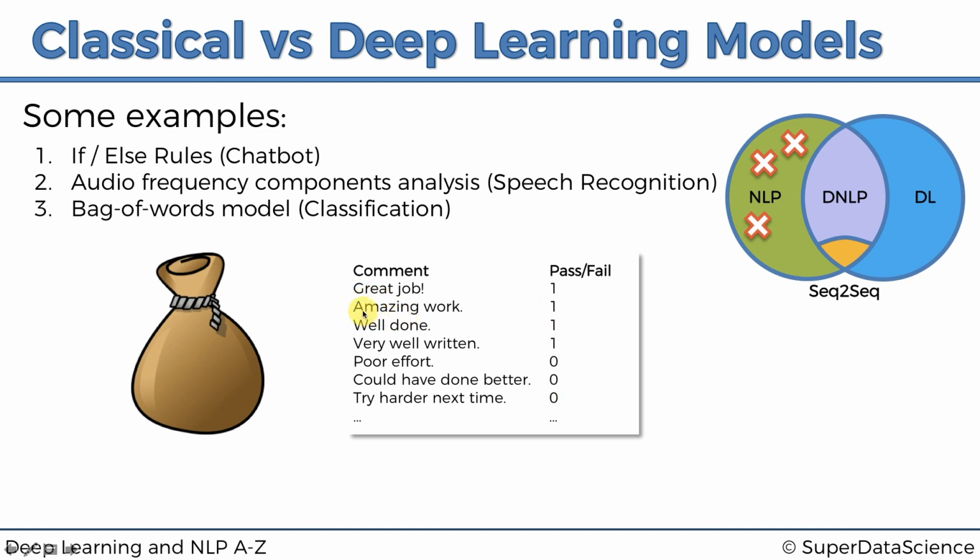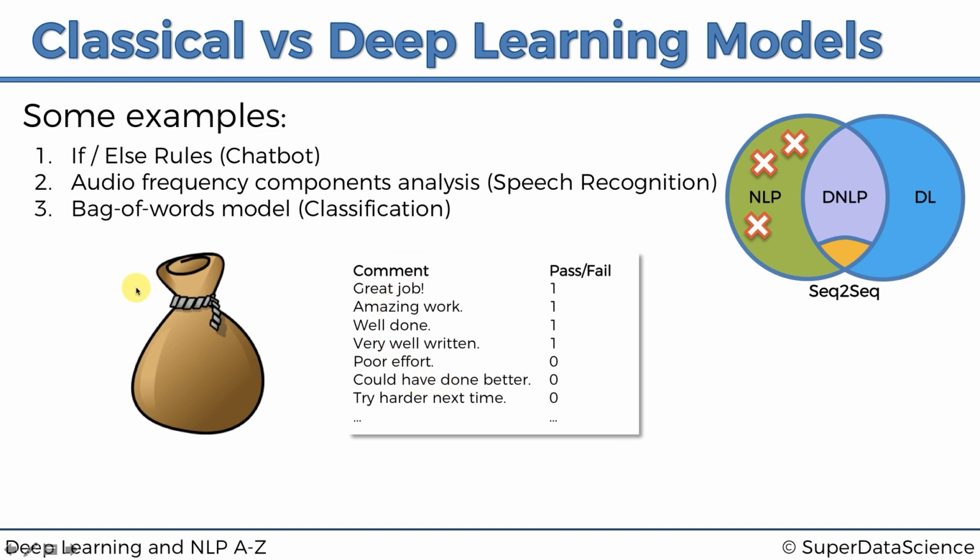And so in this case, amazing would most likely be associated with positive. You don't often see amazing when the sentiment is negative, when the person was trying to say something like the work wasn't well done, or well would be associated with 1. The word work could be associated with both. But then these other words would be mostly associated with pass. Words like poor or harder or could have, maybe would be associated with zeros.